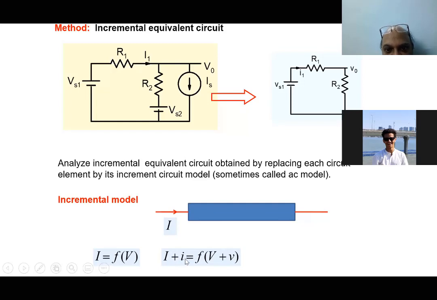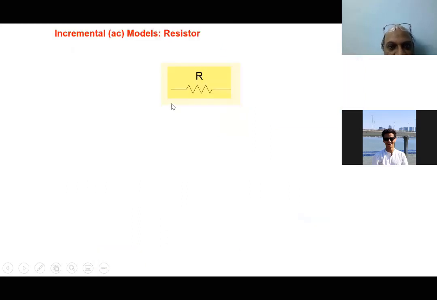An incremental model is nothing but the relationship between these changes, right? So the relationship between the small i and the small v here. That's the incremental model. Okay, so as an example, what is the incremental model of a resistor?